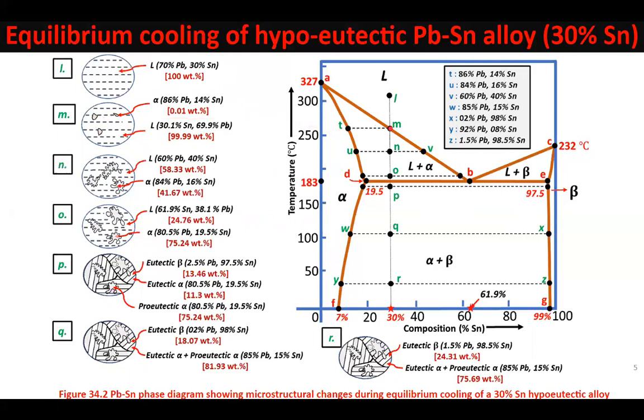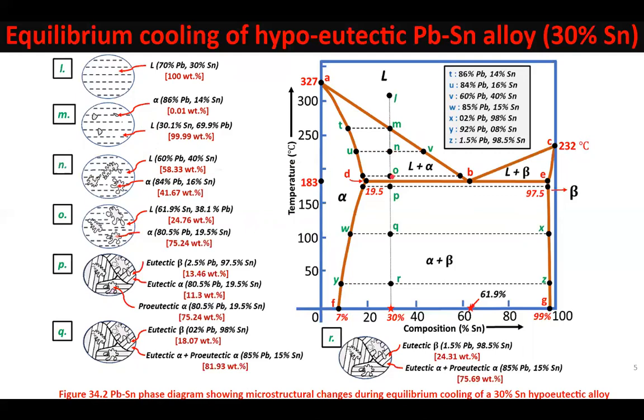As the temperature drops from M to N, we can note that these solid critical nuclei have grown into the form of dendrites. The amount of solid phase alpha has increased from 0.01 to about 41.67%. The chemical composition of both alpha and liquid have now changed. That of the liquid phase is changing along the liquidus line, and that of the solid phase will change along the solidus line with any drop in temperature.